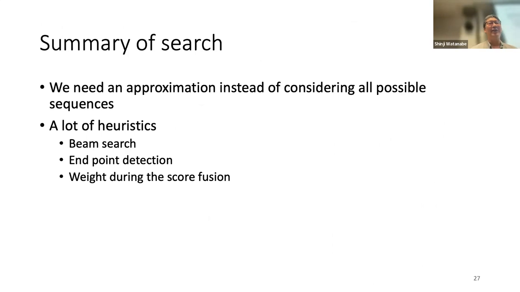The other type is that since there are a lot of heuristics, there are a lot of things we have to consider. For example, we have to consider the balance between the acoustic model, language model, lexicon, or even the overall computation, memory, and so on. A lot of things we have to consider.